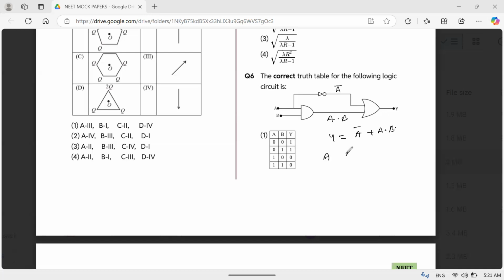What will be the truth table with A, B, Y? 0, 0, it will be 0. 0, 1, it will be equal to 1. 1, 0, it will be equal to 0. 1, 1, it will be 1. So the truth table will be 0, 1, 0, 1. Got it? 0, 0, not that, it will be 1 here. Done? 1, 1, 0. So see which option will be the answer for this one.